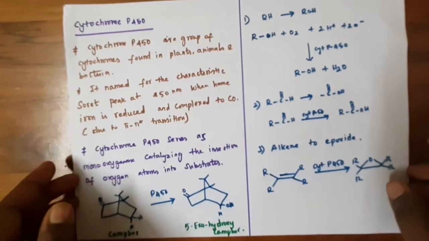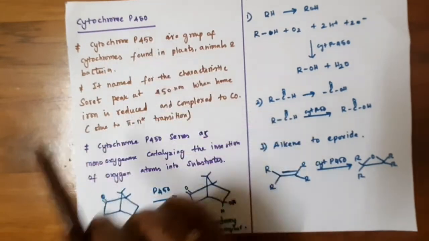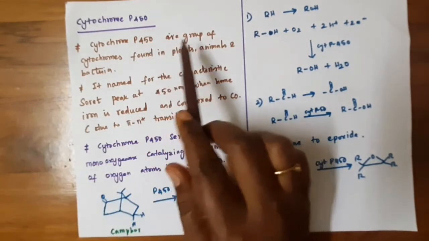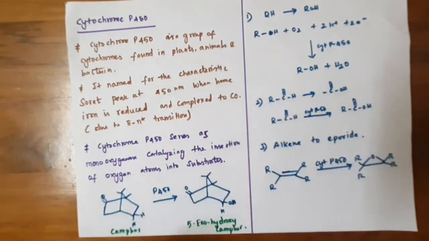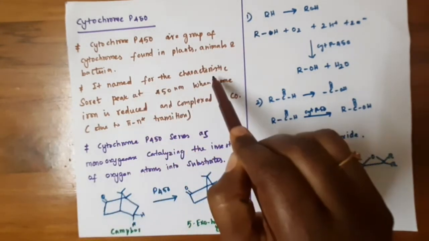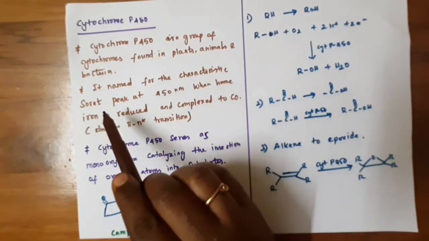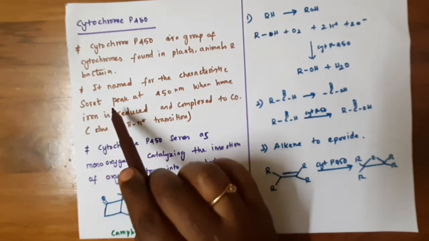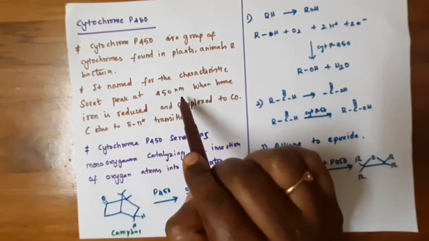And next we will see cytochrome P450. Cytochrome P450 are a group of cytochromes which are found in plants, animals and bacteria. It is named for the characteristic peak, called the Soret peak, which has the maximum wavelength at 450 nanometer.